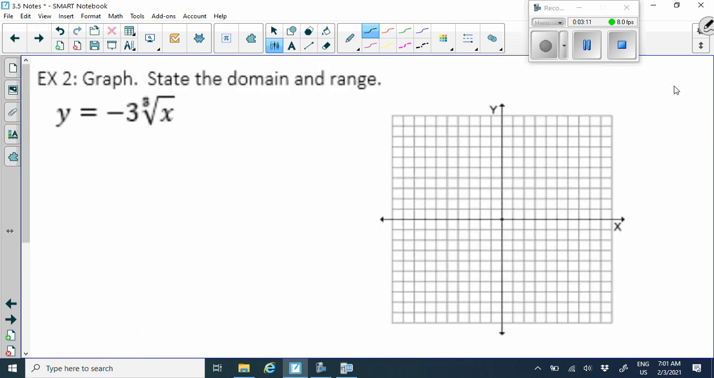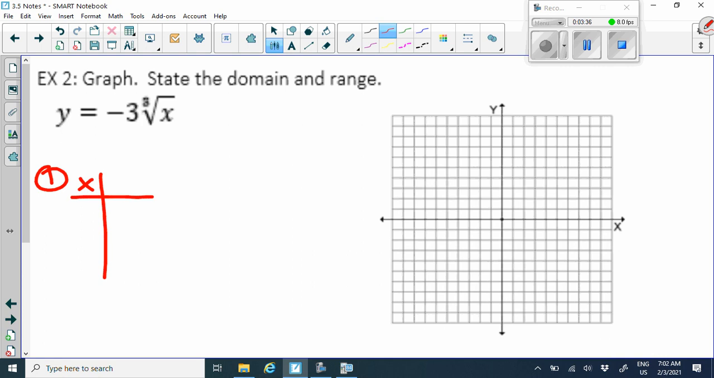Okay, let's look here. We're going to graph this function and then state the domain and range. So we have y equals negative 3 cube root of x. Now notice here we don't have h and k, so we really don't need to translate anything. We're really just going to graph this, and that's it. Whenever we're doing this, our first thing is we do need to do our xy table.